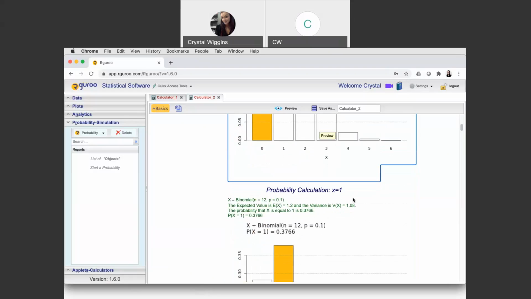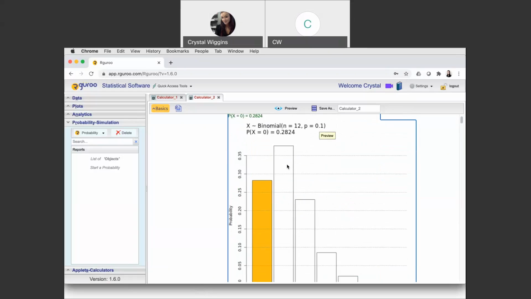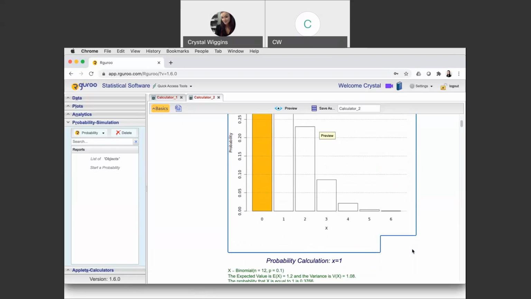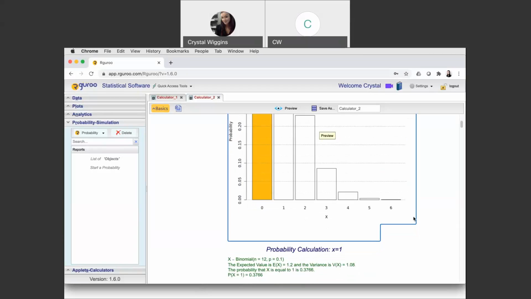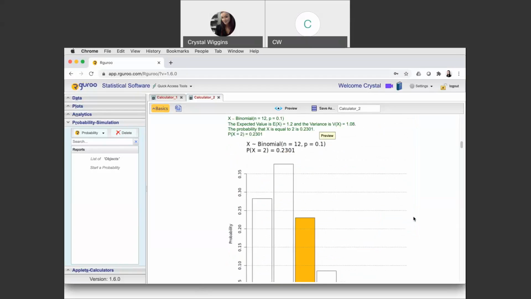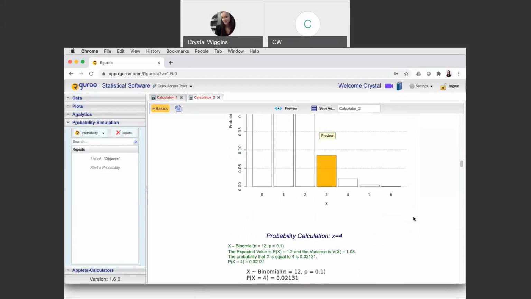And we can see the probability distribution is skewed left, or excuse me, skewed right this time. So we see that we have a bulk of values in the beginning and then it fades off. You can even see that the graph doesn't bother to graph out 7 through 12 because they're ridiculously close to 0.